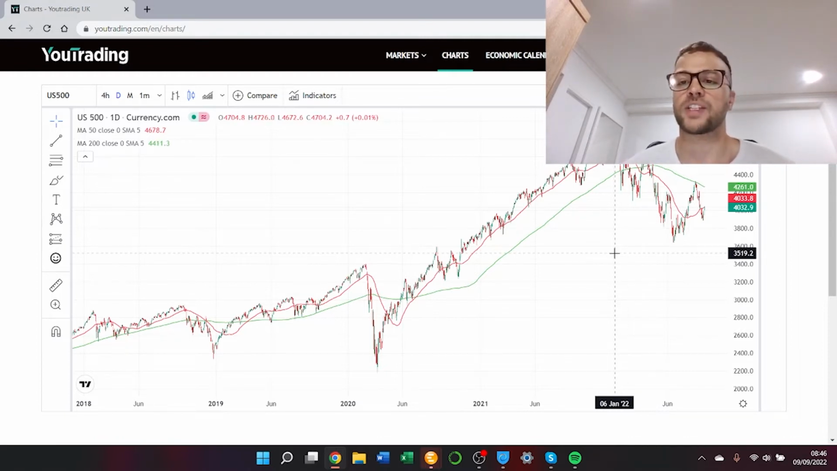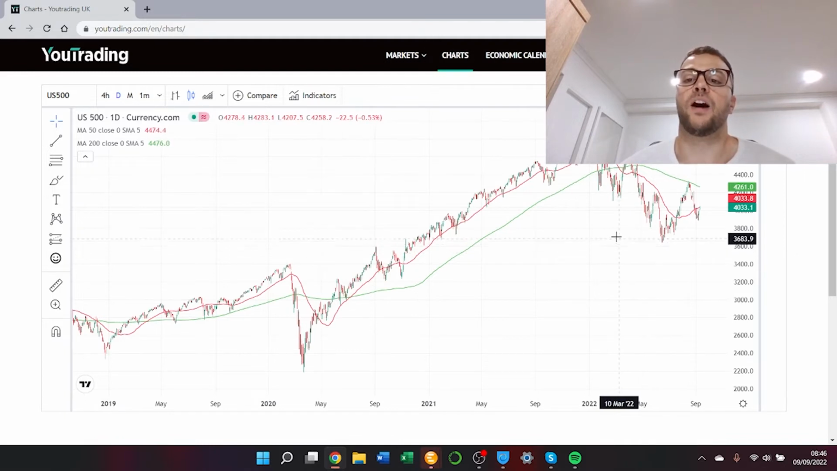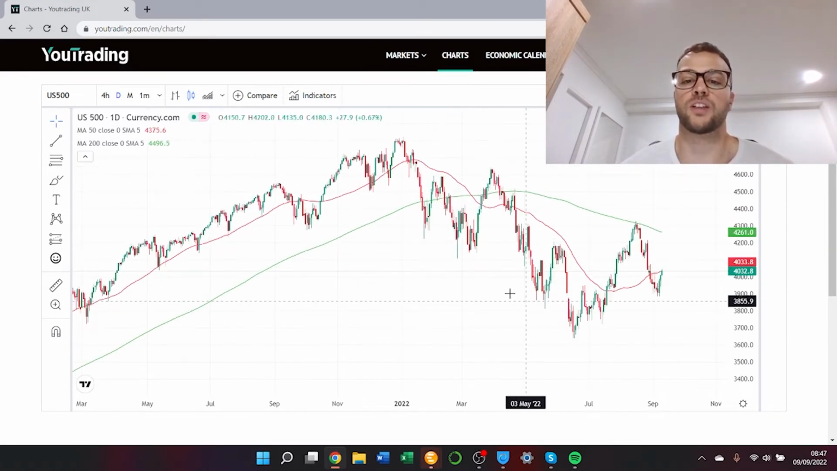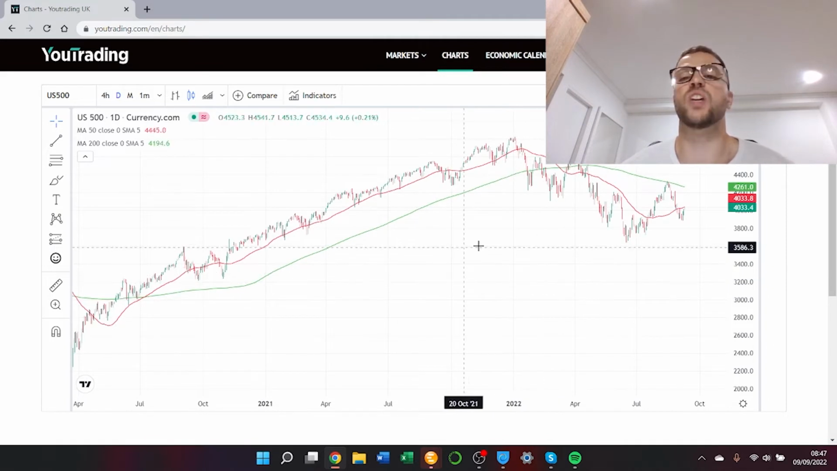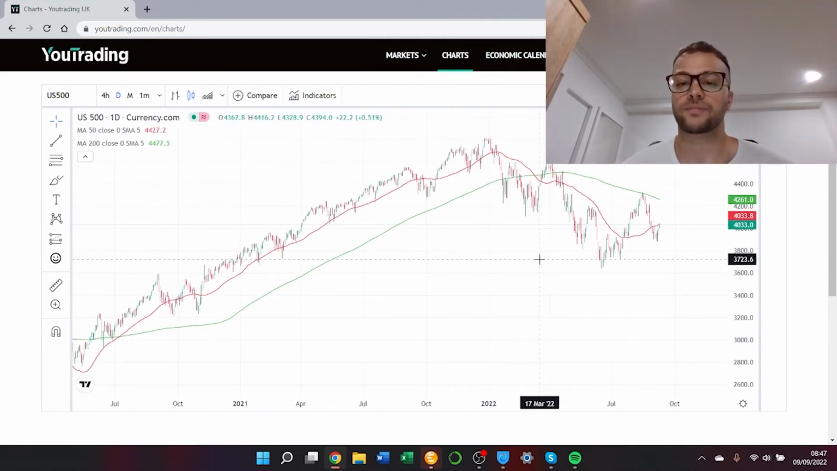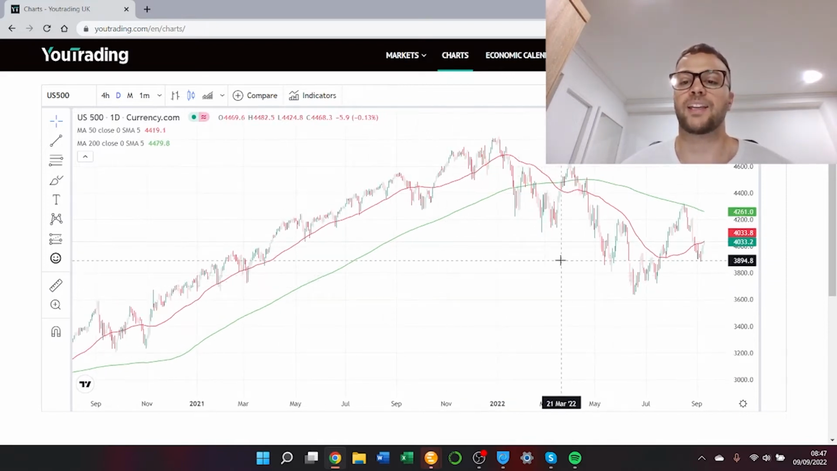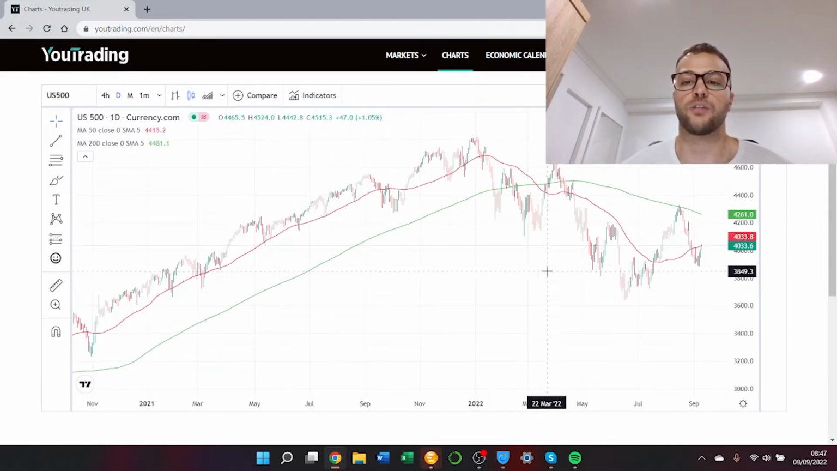Now, specifically, the ones that I tend to look at are the 50-day moving average and the 200-day moving average. It gives you a longer-term technical indicator because it doesn't really happen that often. I've got the S&P 500 here, 1-day candlesticks. So we are looking at it over a long time horizon.